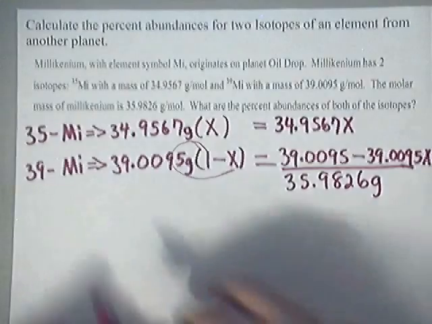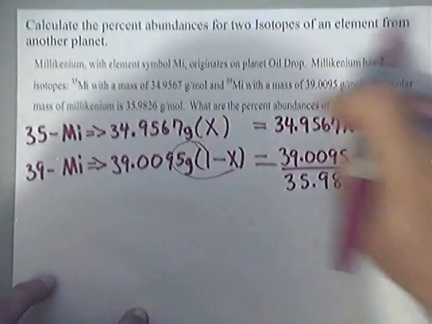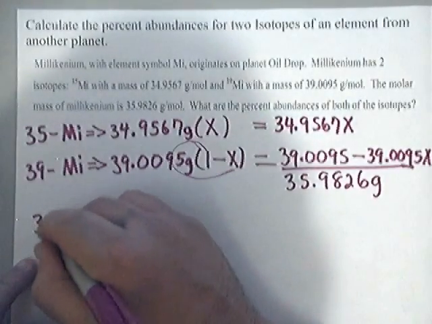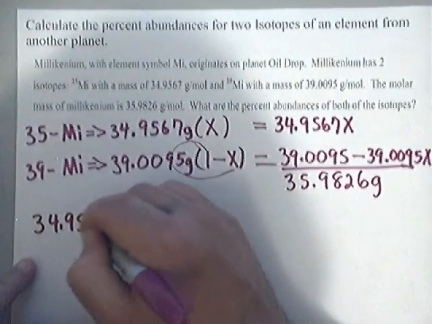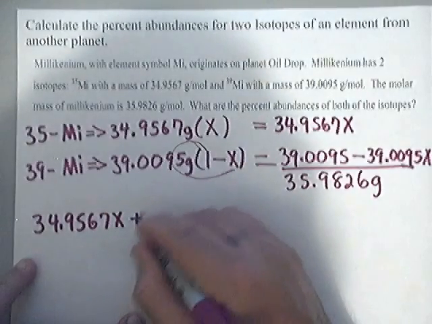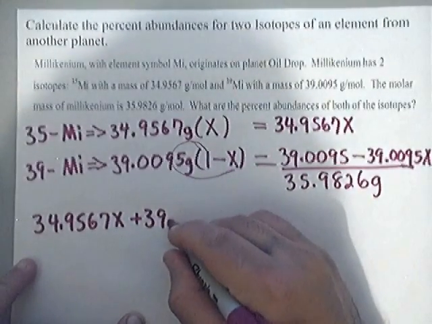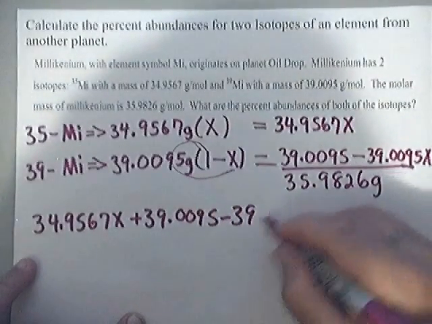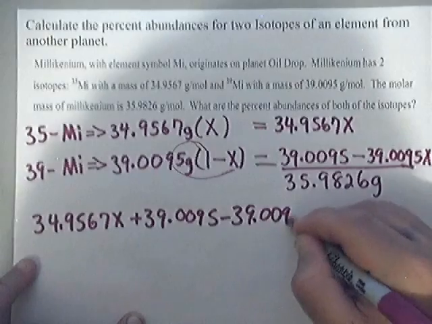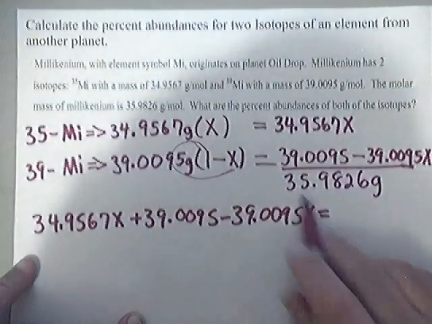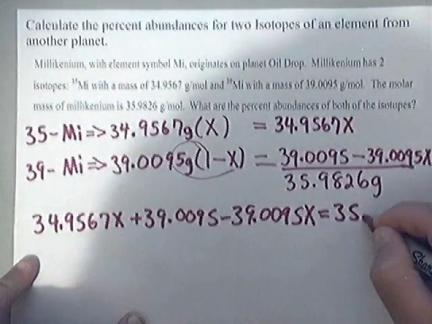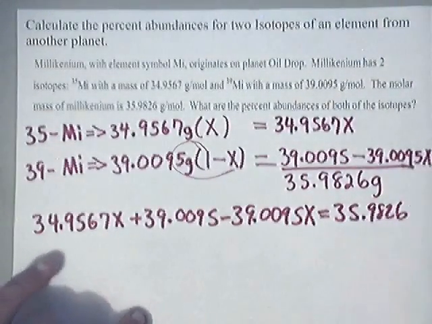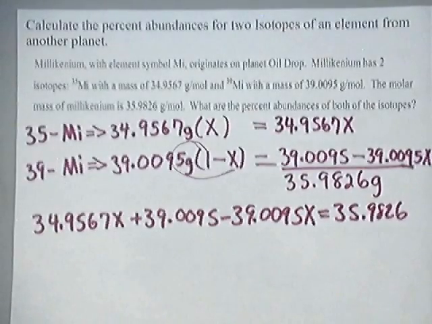Okay. Anyway, let's write this left to right. Everything that's up here is on the left side. Okay, so we have 34.9567x plus 39.0095 minus 39.0095x equals that number, 35.9826. I'm not writing the g's down just so I don't have them in there to confuse me and to confuse you as well.